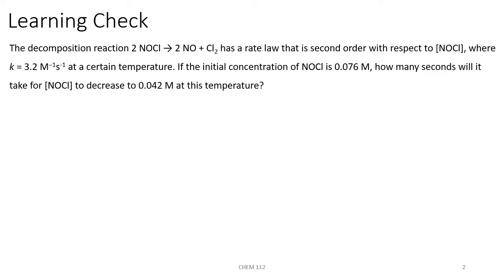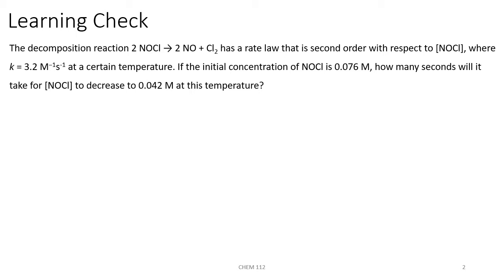The decomposition reaction 2NOCl forming 2NO and Cl2 has a rate law that is second order with respect to NOCl, where the rate law constant K is equal to 3.2 1 over molarity times seconds at a certain temperature. If the initial concentration of NOCl is 0.076 molar, how many seconds will it take for the NOCl concentration to decrease to 0.042 molar at this temperature?